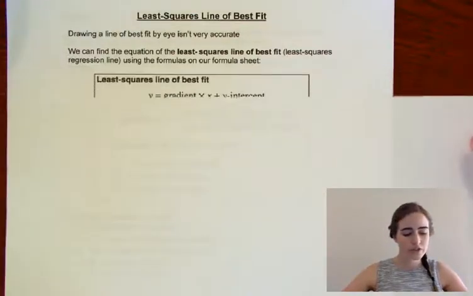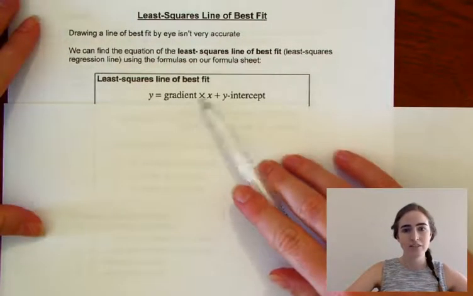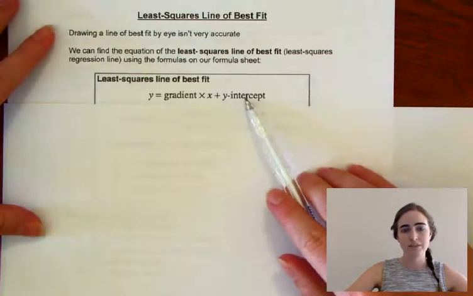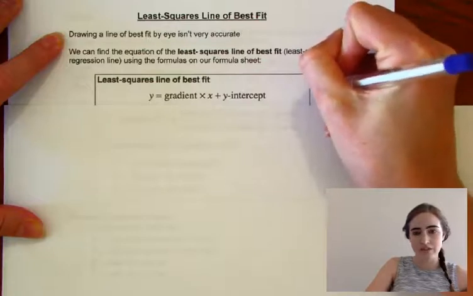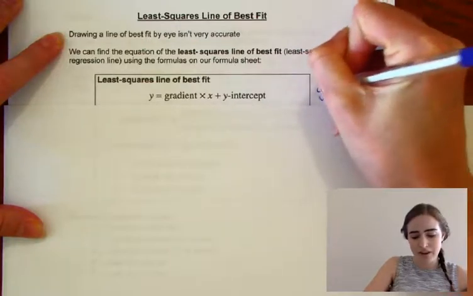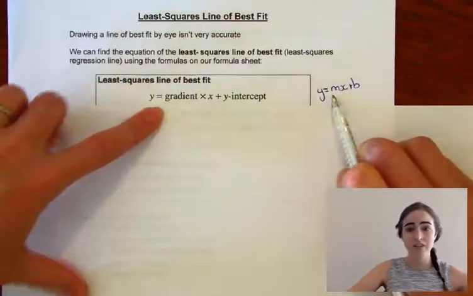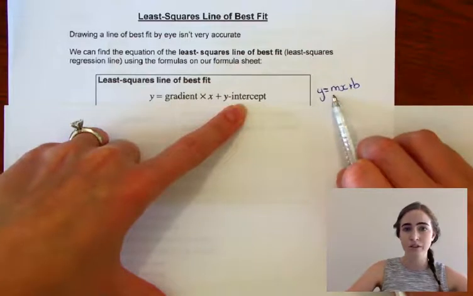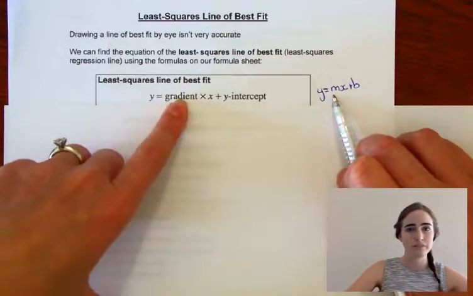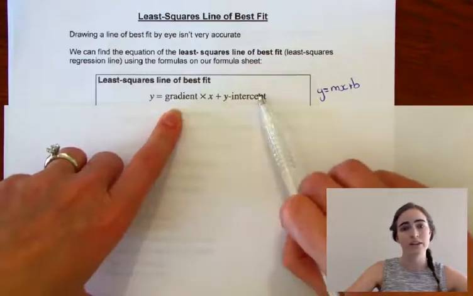If we have a look at the first bit on your formula sheet, we've got that the least squares line of best fit is y equals the gradient times x plus the y-intercept, which is exactly what we've been using when we've been writing equations of straight lines, but we've been writing it as y equals mx plus b, where m is your gradient and b is your y-intercept. So it's exactly the same thing, but written a little bit differently. But we need to know how to figure out what the gradient and the y-intercept are.